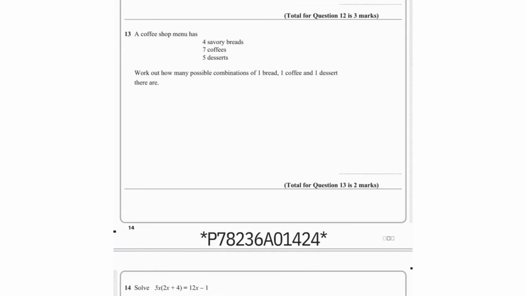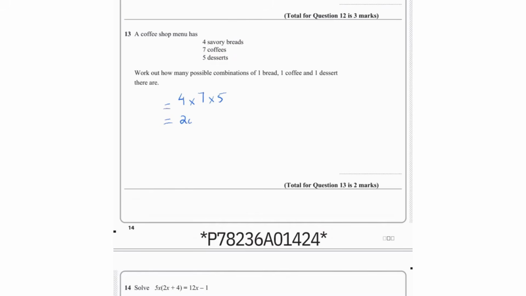Then your question on combinations. It says a coffee shop menu has 4 savory breads, 7 coffees, and 5 desserts. We have to work out how many possible combinations of 1 bread, 1 coffee, and 1 dessert there are. So for this type of question, all we need to do is multiply these together. We have 4 possible options for bread, and we want 1 bread. So out of these 4, we can pick any one. Then out of these 7 coffees, we can pick any one. Out of these 5 desserts, we can pick any one. So we just do 4 times 7 times 5.